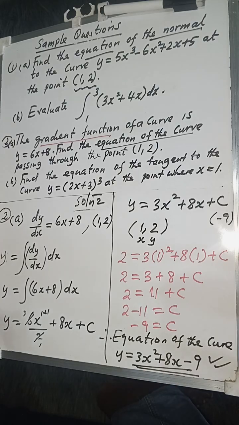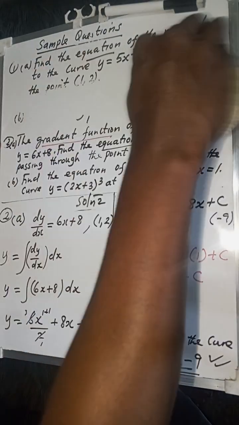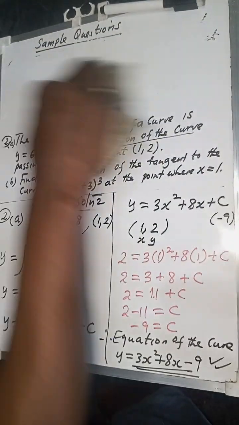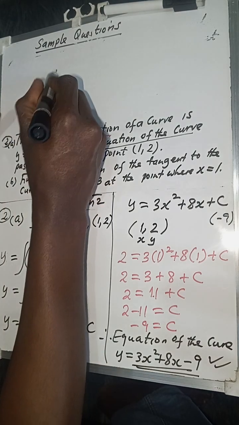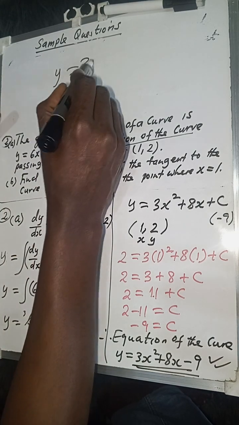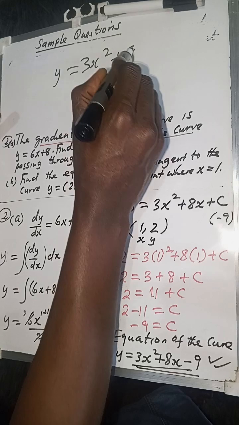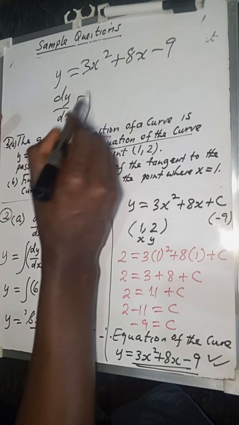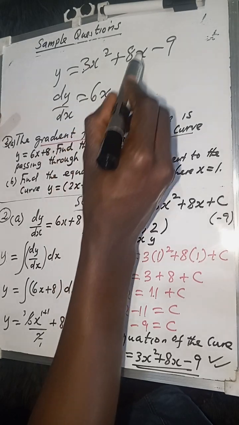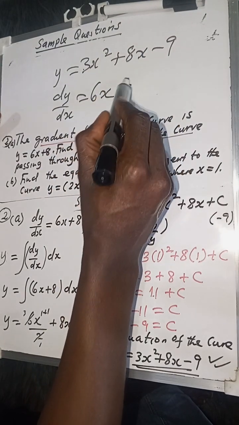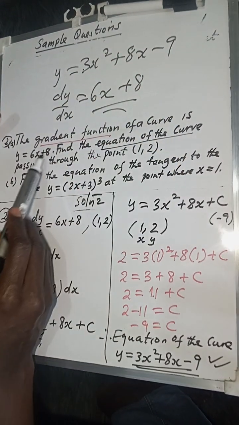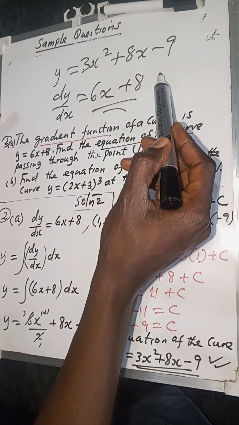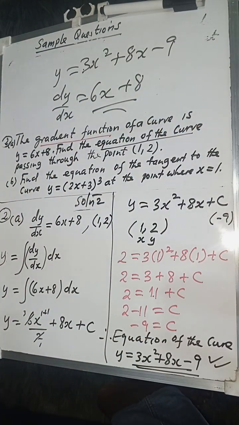And it's true, if you were to find the gradient function of this one, notice the gradient function. If you had y is equal to 3x squared plus 8x minus 9, you are to find dy over dx. That would be 6x, and the 8x will just give you 8. And this is what they gave us there. A constant is just a 0, so you can just ignore it. So basically that is the way you can treat that.